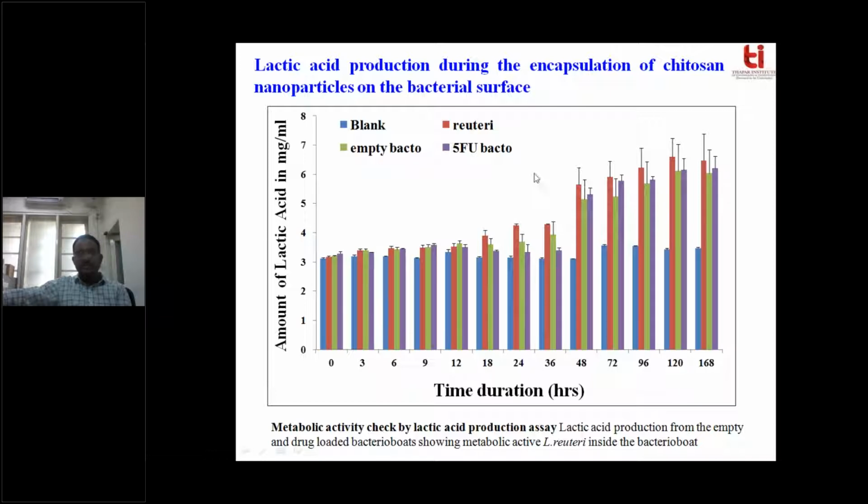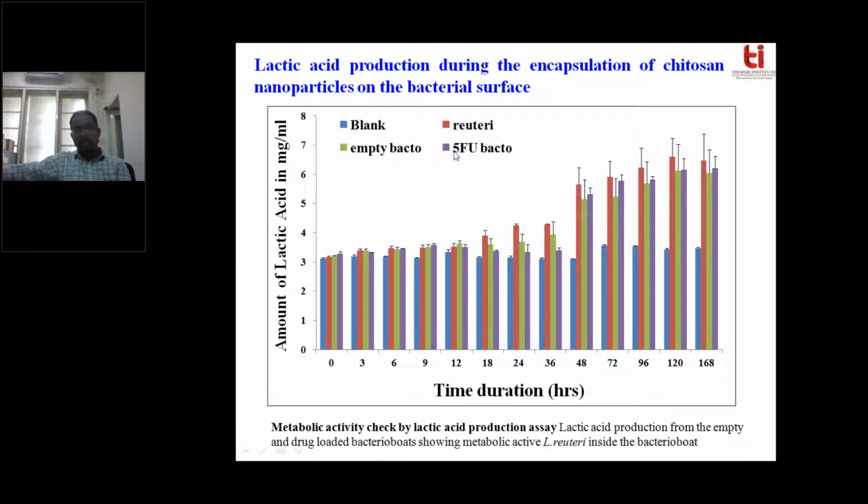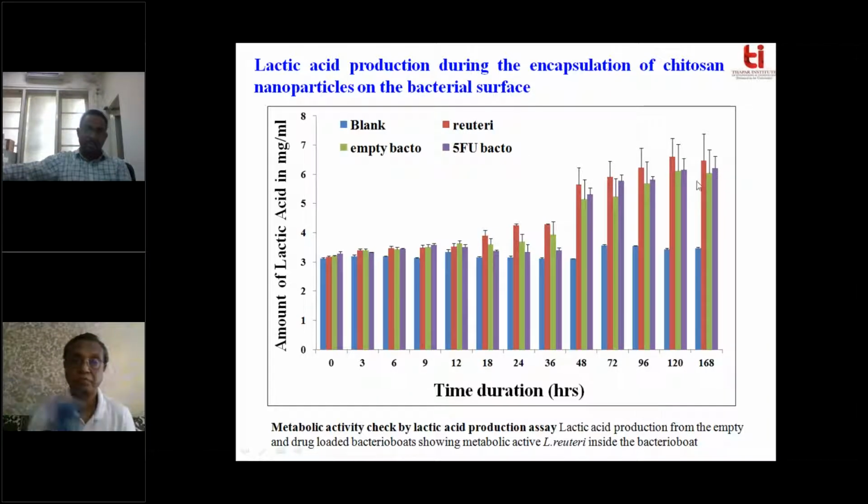Bacteria, and you can see the empty Bacteriobot, or Lactobacillus reuteri, it should be L. reuteri instead of S. reuteri, or 5-fluorouracil loaded Bacteriobot all have more or less the same lactic acid production efficiency. Lactobacillus reuteri probably has a little more, but they are not that significant. So that means they are metabolically active and their metabolism rate is very similar.